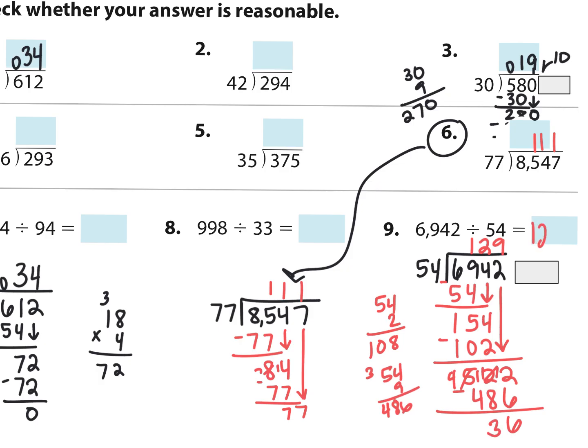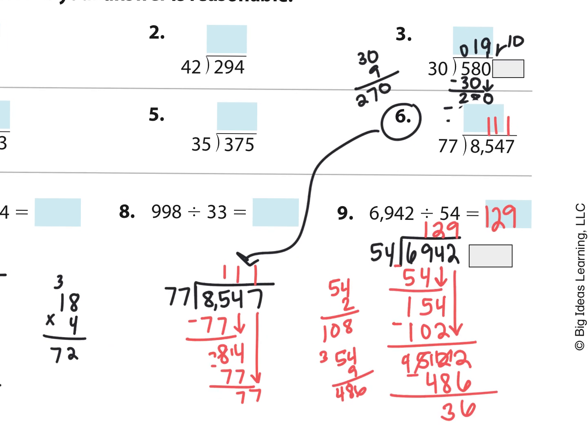So it's 129. And what's my remainder? 36. Okay. Bigger numbers, but still doable.